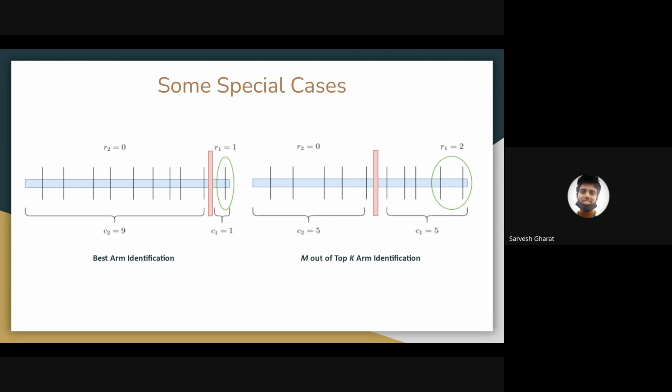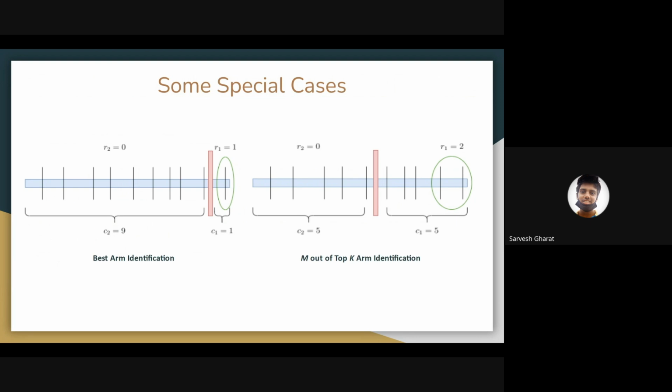Like to the left, you can see I have 10 arms and I just consider C1 equal to 1 and C2 equal to 9. I just ask the learner to identify one arm from the best cluster. Then the problem gets formulated as a standard best arm identification problem.